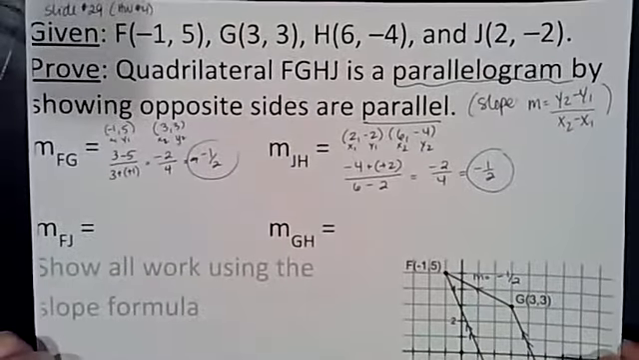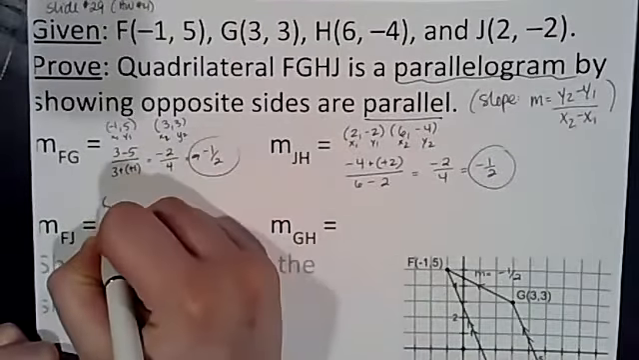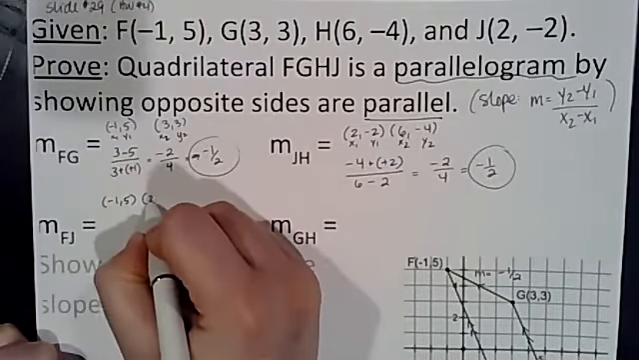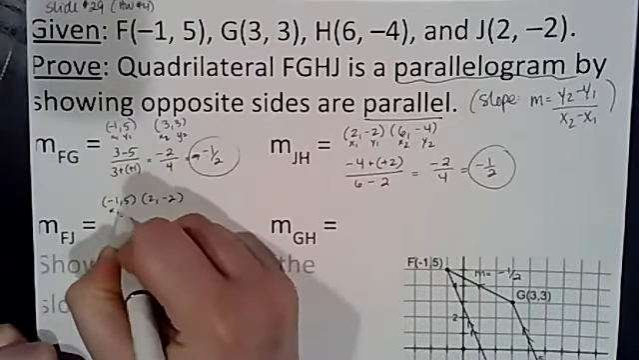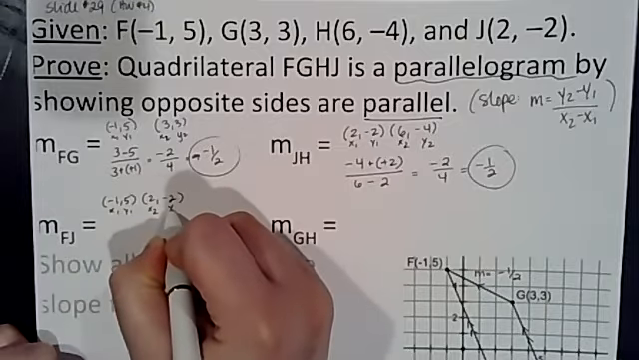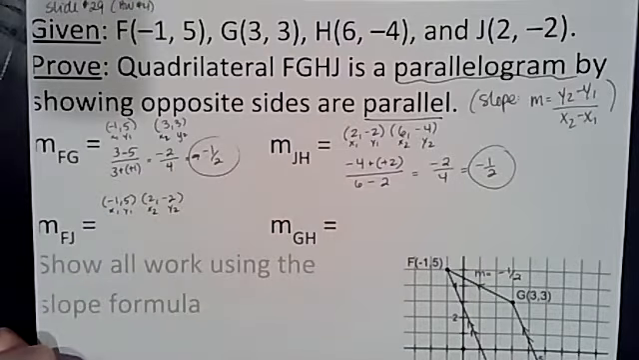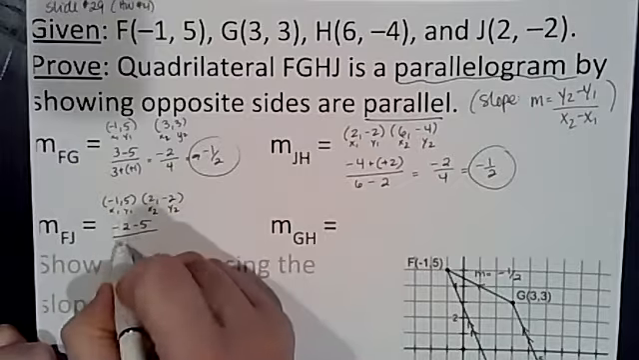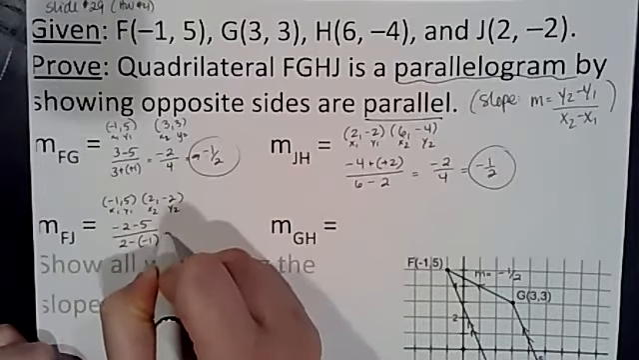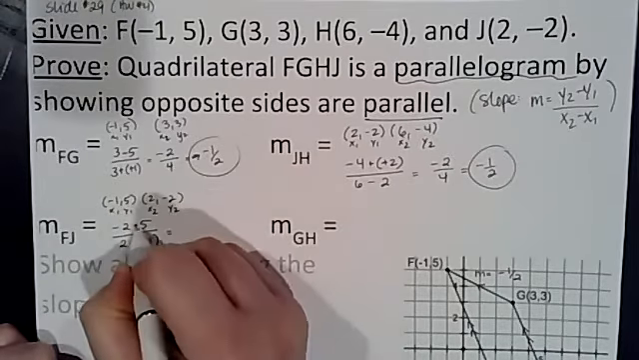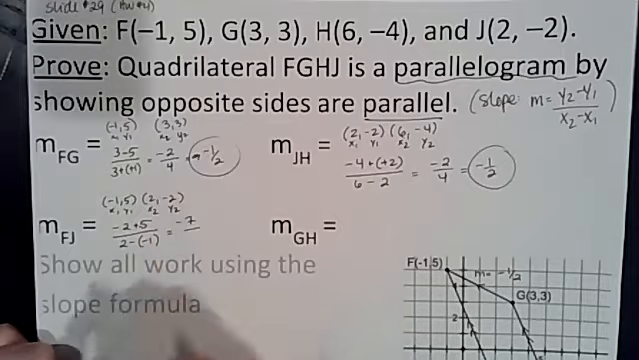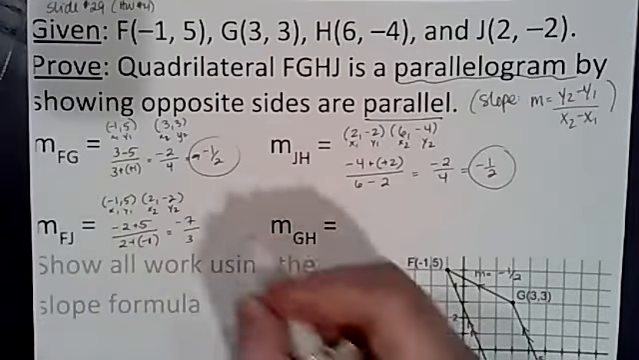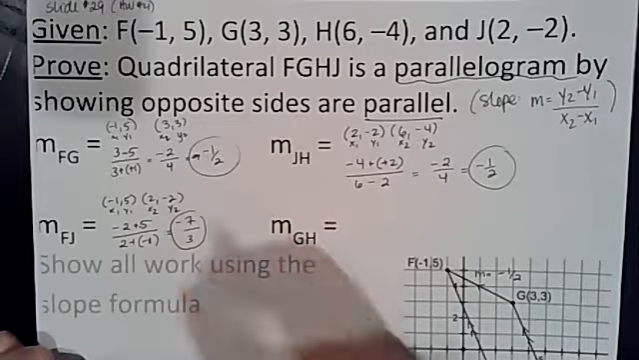Starting again, F is -1, 5, and J is 2, -2. X1, Y1, X2, Y2, plugging into the formula: -2 minus 5 over 2 minus -1. What do I get? I get -7 over 3. I can't simplify any further. That's my slope for F to J.